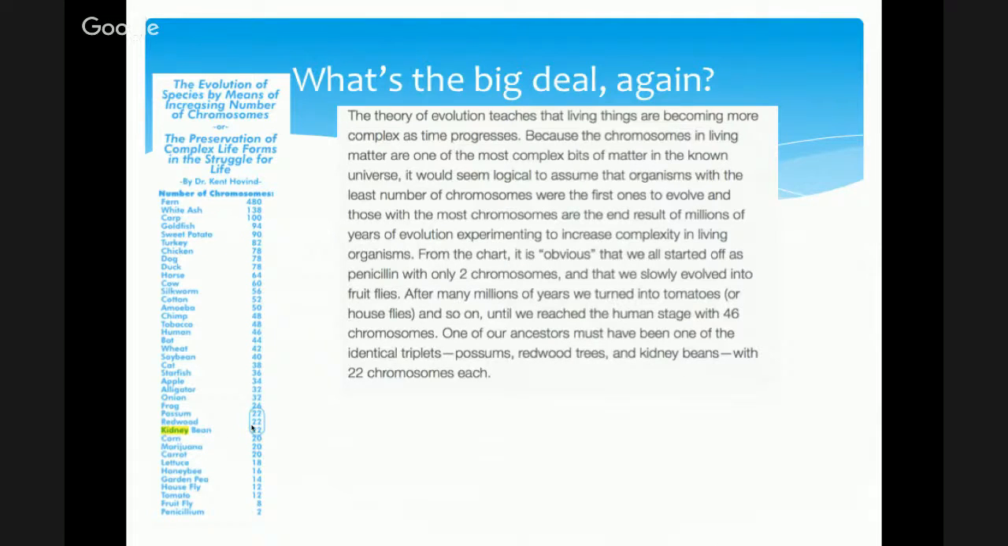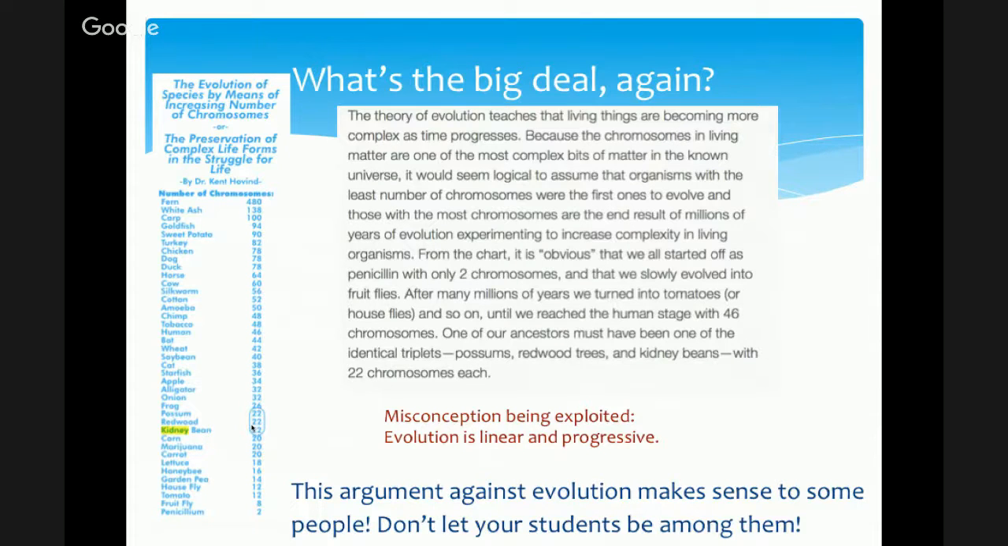So his point is like, this is ridiculous. And it would be ridiculous if what he was saying is true, but it's not true. And we have to arm our students against these arguments, which can seem very tempting if you're carrying around these misconceptions. So again, misconception being exploited, evolution is linear and progressive, and this makes sense to a lot of people. Do not let your students be among them.